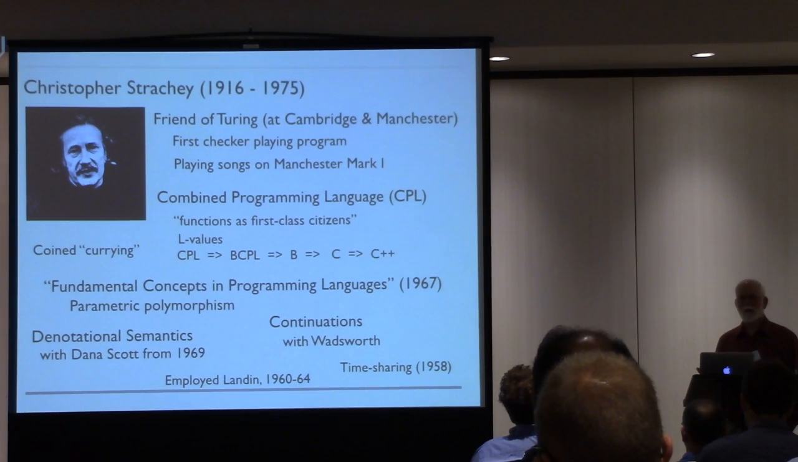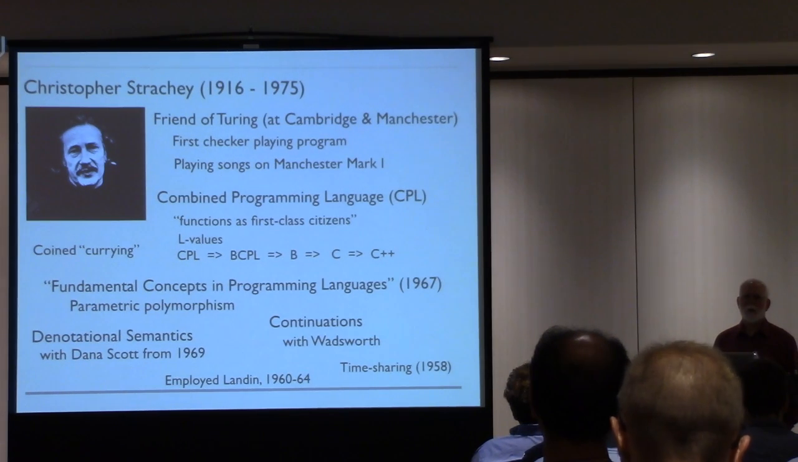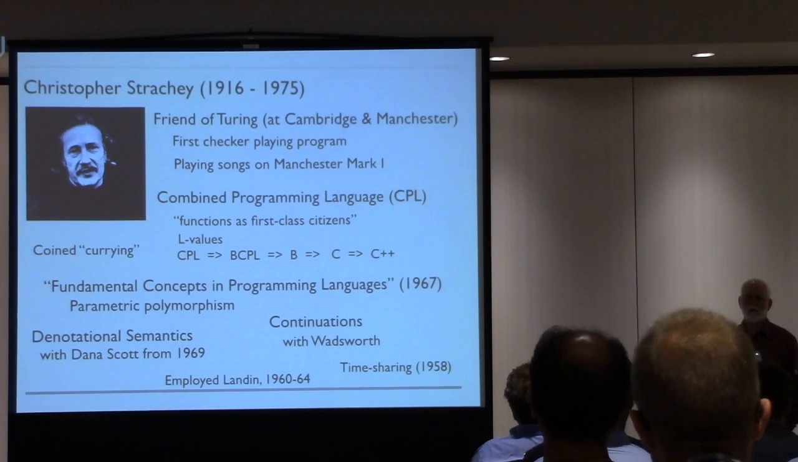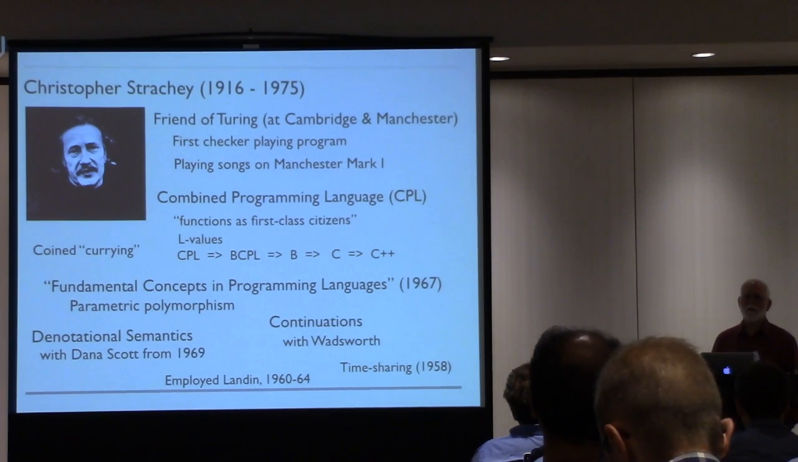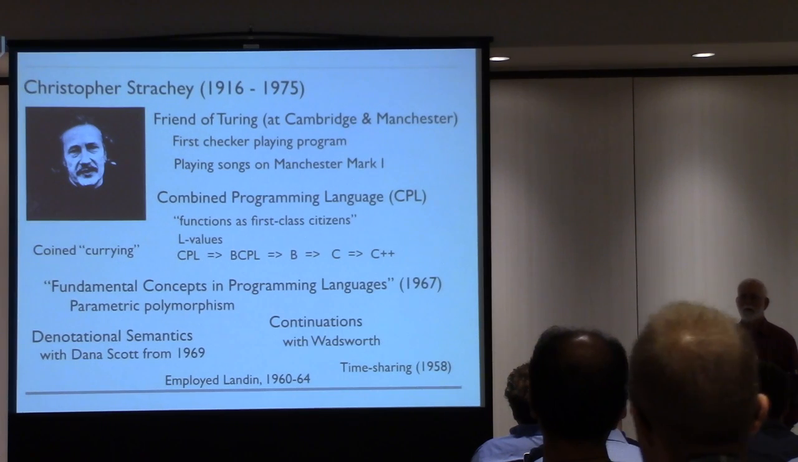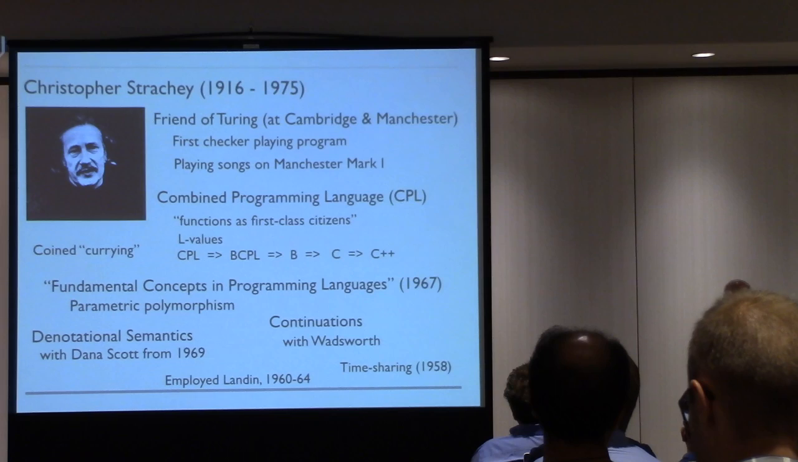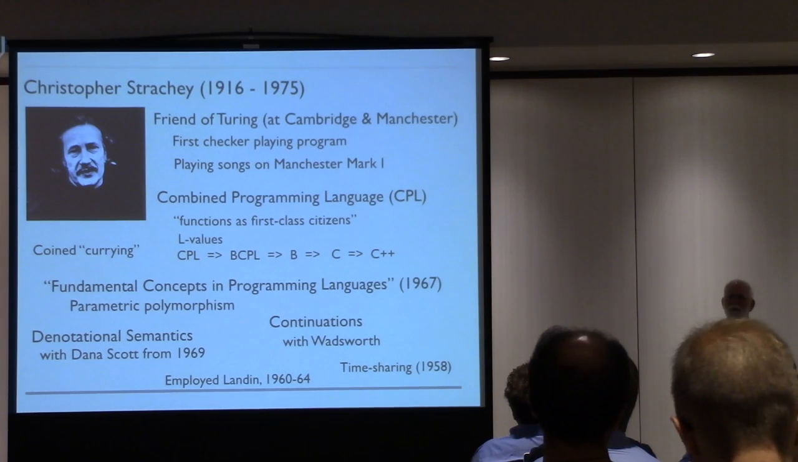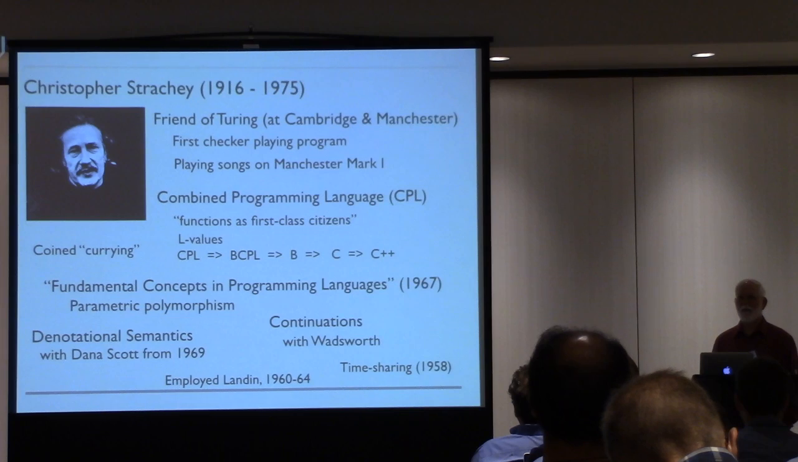And BCPL actually became a fairly popular systems implementation language in the late 60s. It was used in the early 70s, for instance, at Xerox PARC to implement some of their systems in the early days. And at Bell Labs, Ken Thompson got a copy and started using it and decided he could improve it, so he developed a language called B, and then Dennis Ritchie came along and improved that to C. And of course, the rest is history.